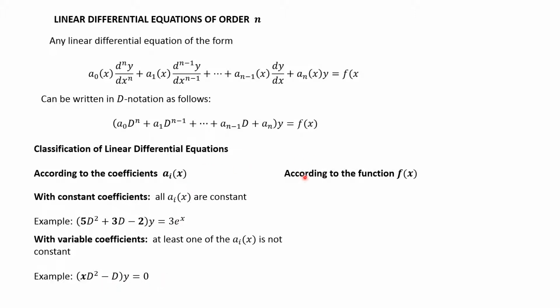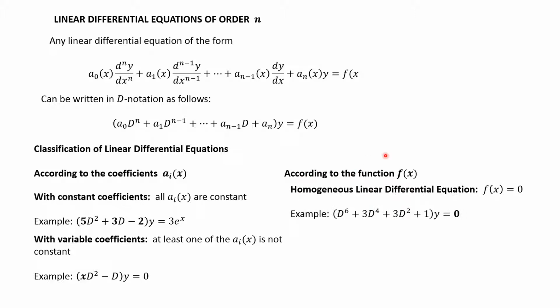Now, also according to function. If f of x is 0 in this equation, then you call it a homogeneous linear differential equation. Look at this example. The right side of this differential equation is 0.